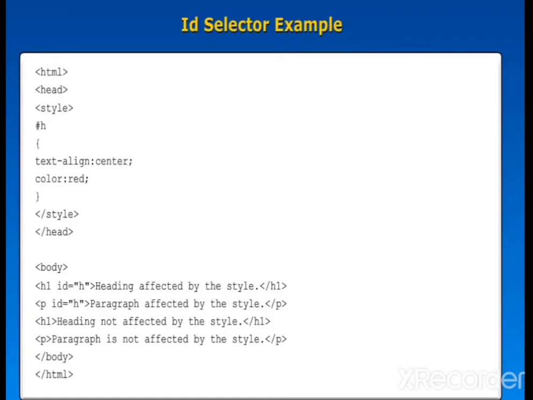After that, we applied the id selector for the paragraph tag also. Here for the paragraph tag, id equals h and we closed the paragraph tag. After that, the h1 tag is used without the id selector, followed by a paragraph tag which also does not use an id selector. After that, we closed the body and html. Here id selector is the main selector of all selectors. Let us see the output of this example.